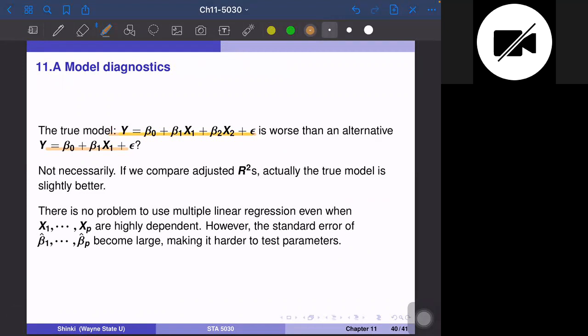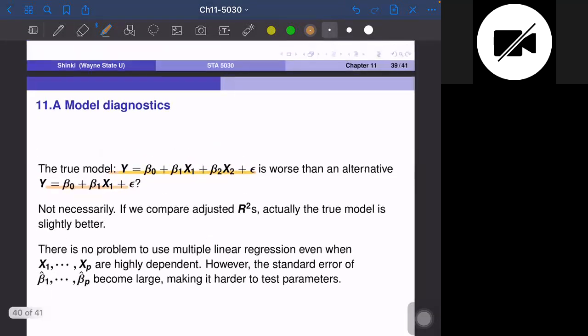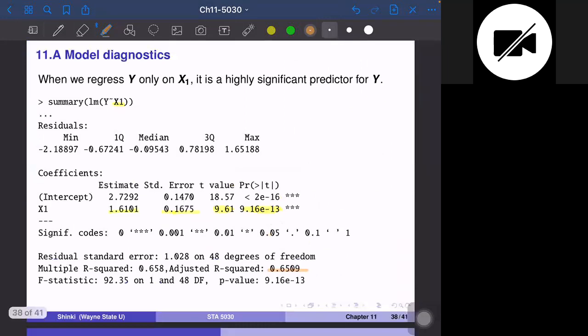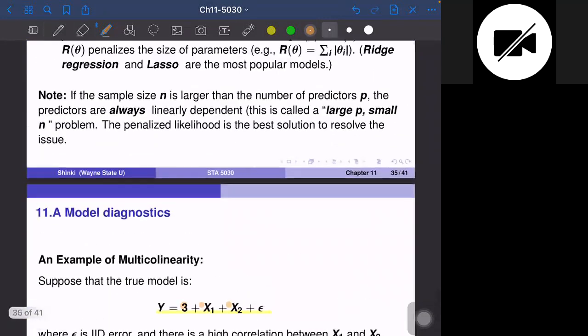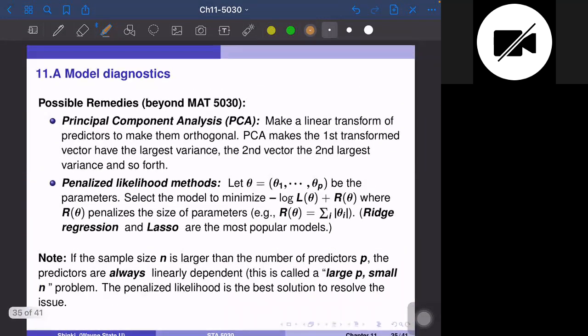But the standard error just becomes large. So don't be surprised if you fit y on many seemingly useful predictors and you have no significant variables. And now let's consider what's the best way to solve this multicollinearity, especially if you are a biologist or economist, and you want to show that some specific variable affects y.